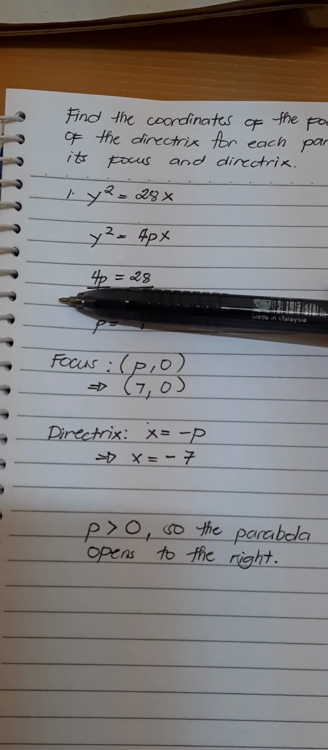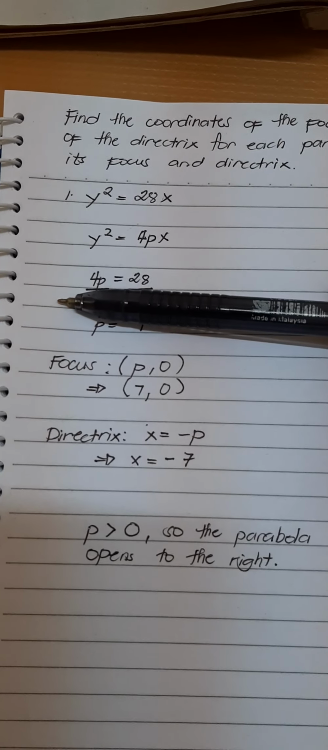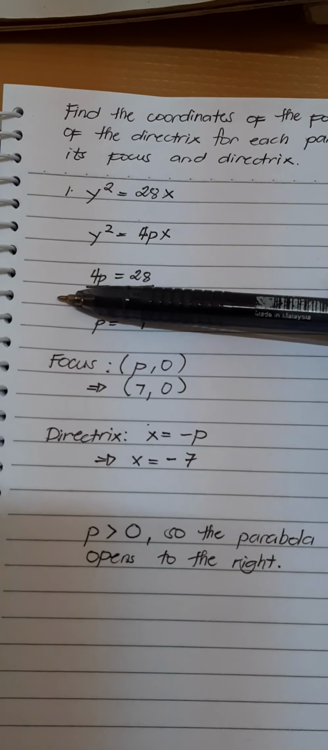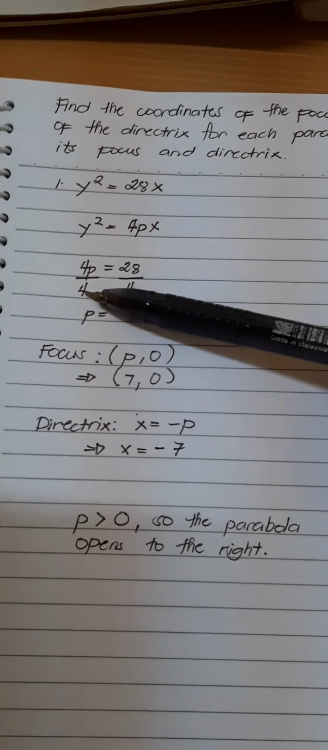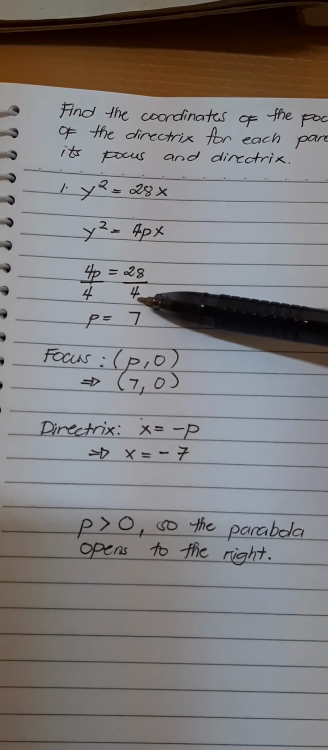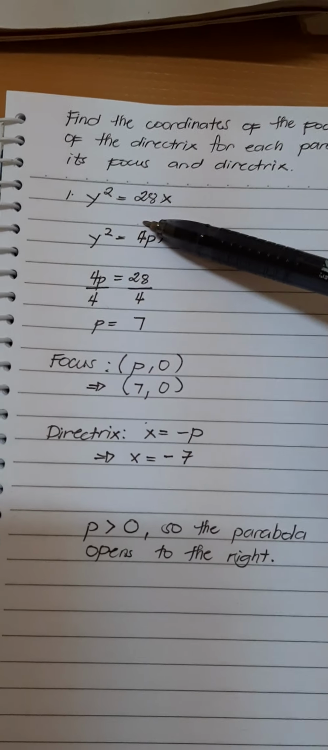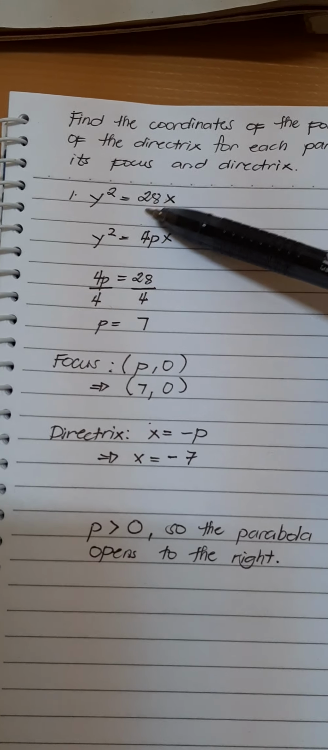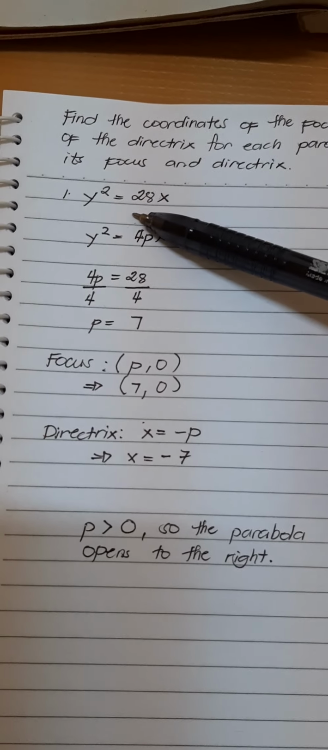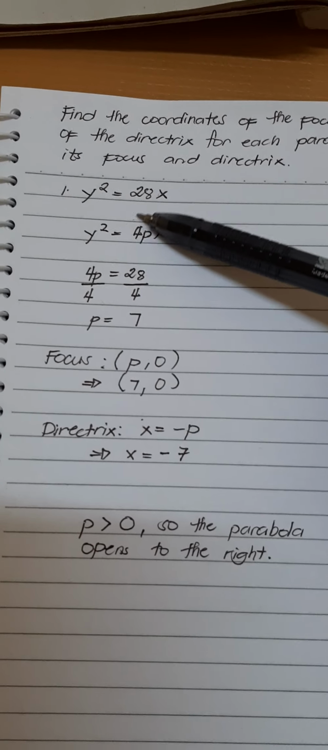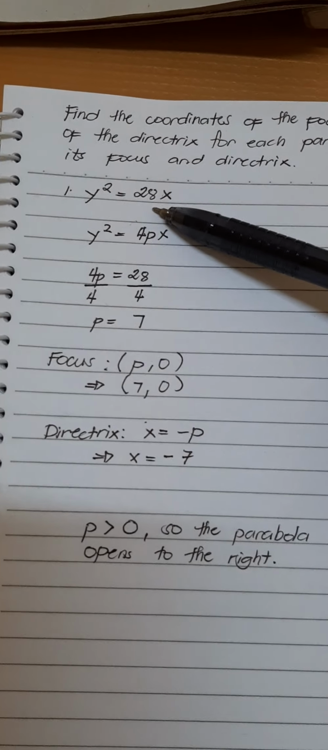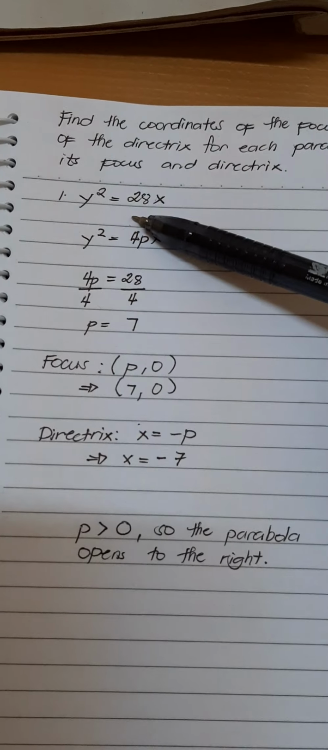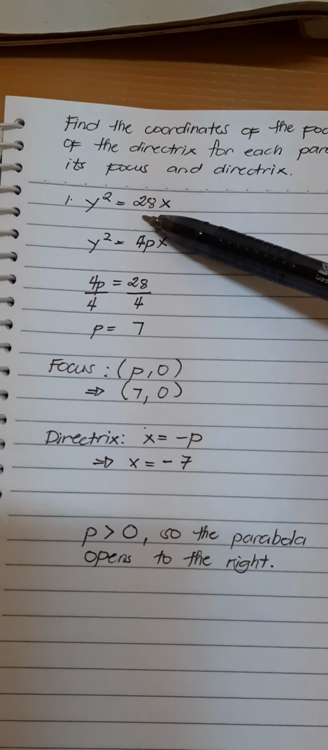Next, in order for us to find the value of p, we have to divide both sides by 4. That's why we have 4 here and 4 here. Again, this 4p is represented by 28 in our given equation or problem.